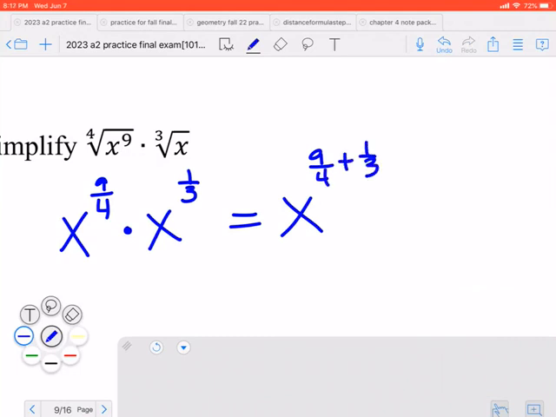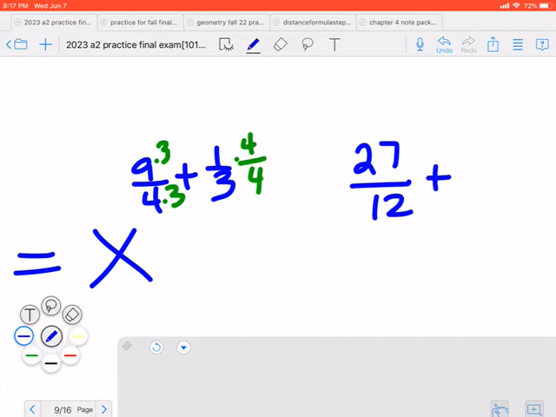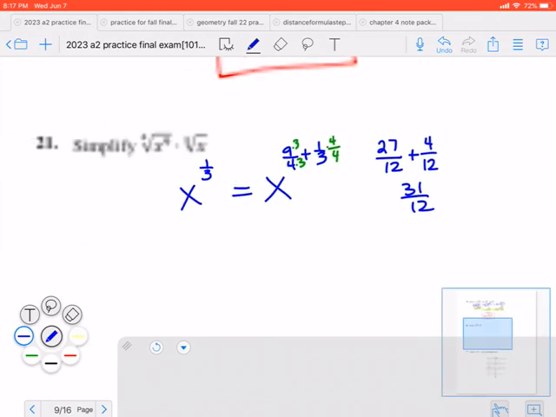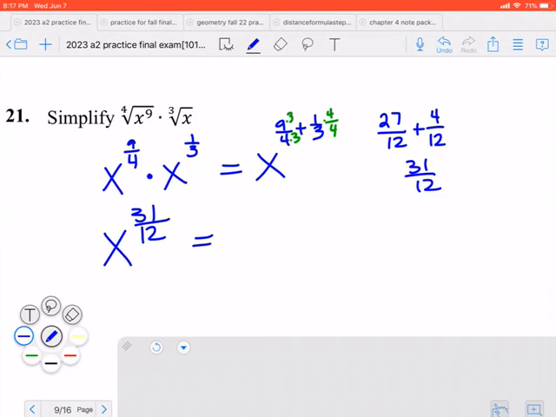So I've got to add 9/4 plus 1/3. I need a common denominator. So that one times 3 over 3, this one times 4 over 4. That gives us 27/12 plus 4/12 is 31/12. So x to the 31/12, and then I'm going to now put it back as a radical. 12th root of x to the 31.